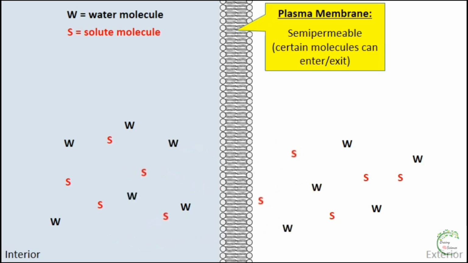But molecules like the solutes, for a variety of reasons, are incapable of passing through our cell membrane here. For a variety of reasons, such as sometimes solutes are too large, sometimes solutes have a charge on them that make them unable to pass through the cell membrane. So the plasma membrane generally can allow water to pass freely, but not the solutes.